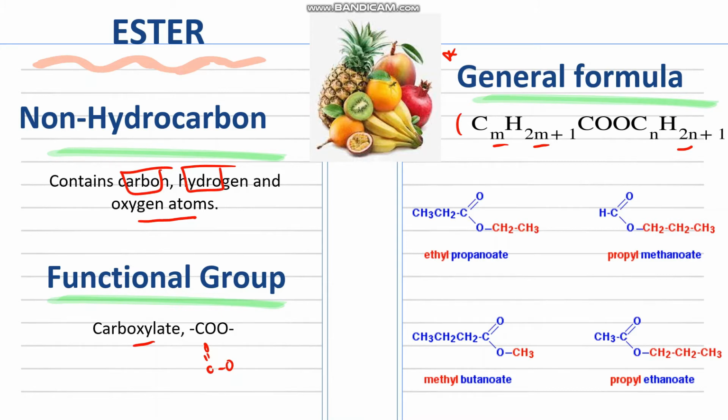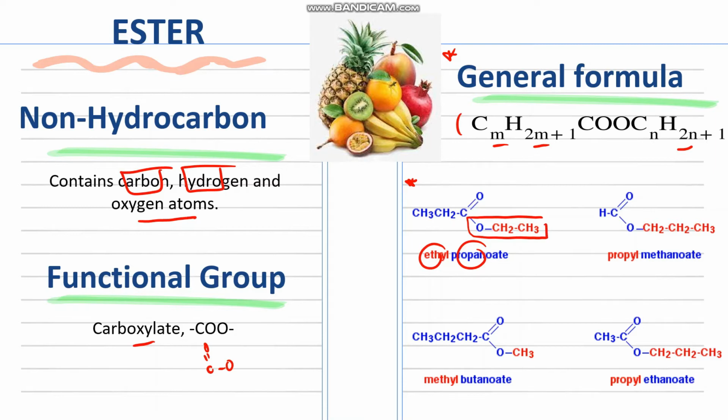Here are some examples of the ester. For example, we have the red part and also the blue part. The red part comes from the alcohol, and the blue part comes from the carboxylic acid. The ethyl here simply means the ethanol, so this comes from the ethanol, and propanoate means that it comes from the propanoic acid. The second one is propyl methanoate.